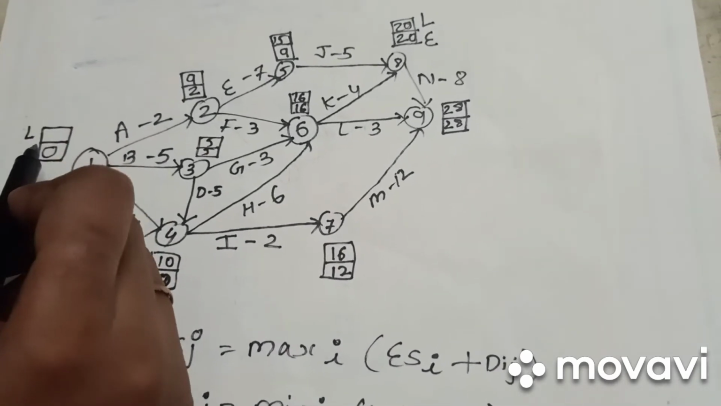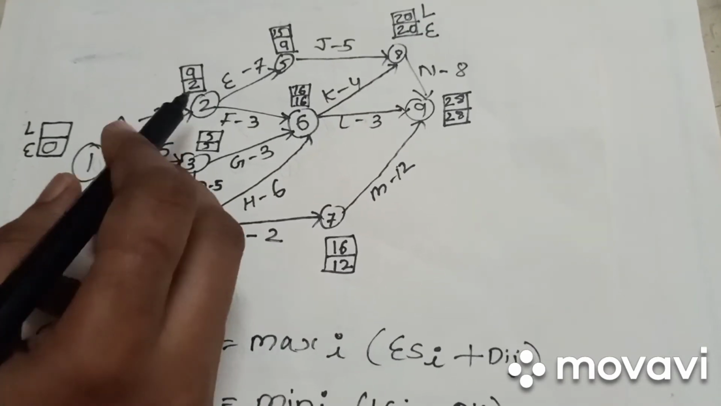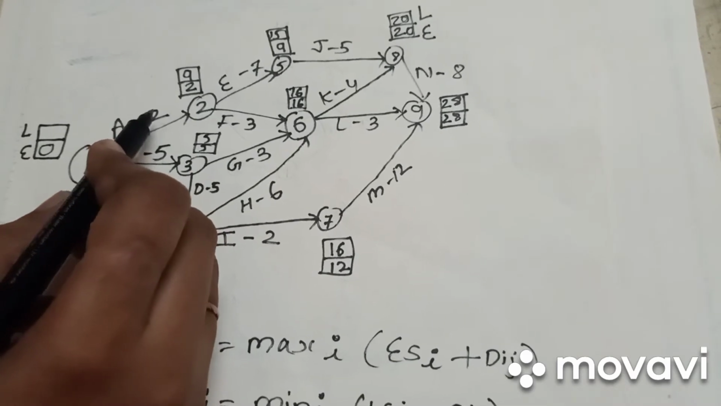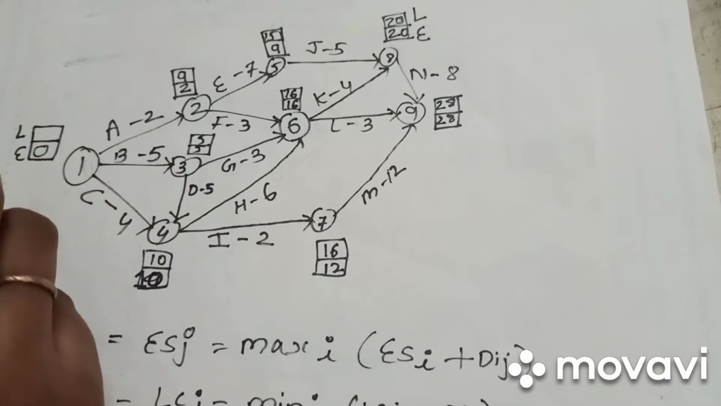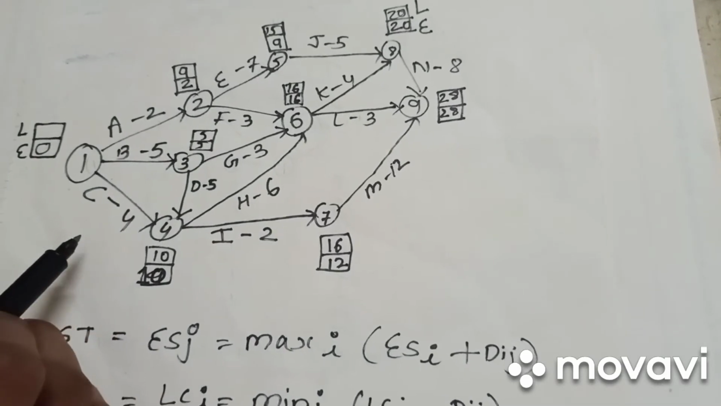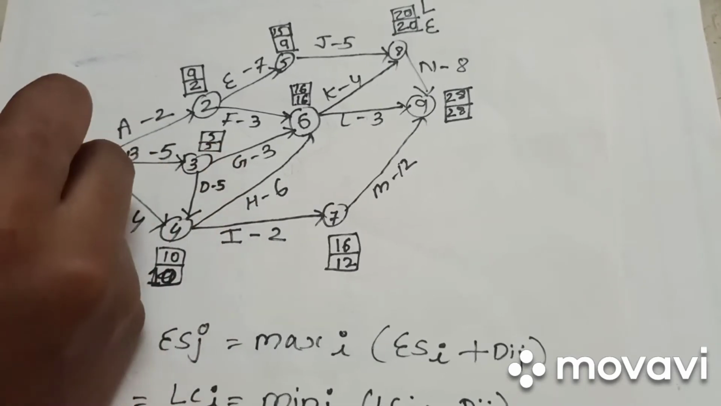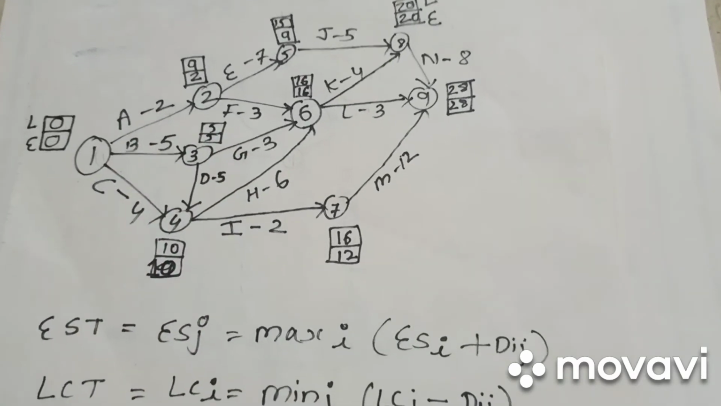for the latest completion time for node A, node 1. So 9 minus 2 is 7. 5 minus 5 is 0, and 10 minus 4 is 6. So we have to take the minimum amount. So 5 minus 5 is 0. So this is the final network diagram.